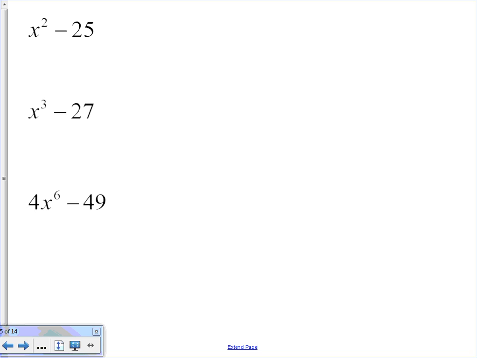Okay, can you work in small groups for a little bit and see if you can decide which one of those special factor patterns you should use for these three problems? And can you decide what your A and your B are? Can you plug that into the special factor pattern? We'll check our work here in just a moment. Okay, we've got x squared minus 25, x cubed minus 27, and then 4x to the 6 minus 49. So go ahead and work on those for just a couple minutes, and then we'll come back together and talk about them.